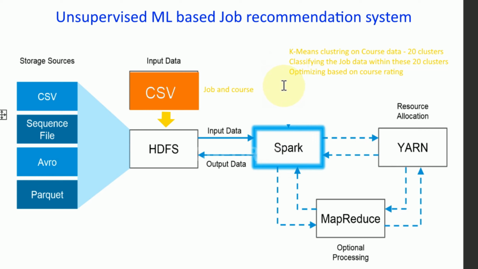So we used k-means on the course data to identify about 20 clusters, and each of these clusters was given a prediction cluster number, which we used further for testing purposes. For the testing purpose, we are trying to classify the job data within these 20 clusters that were created on top of the course data. And as an add-on, we have also used optimization of the course recommendation, where the course rating was utilized to provide the best course that was available.